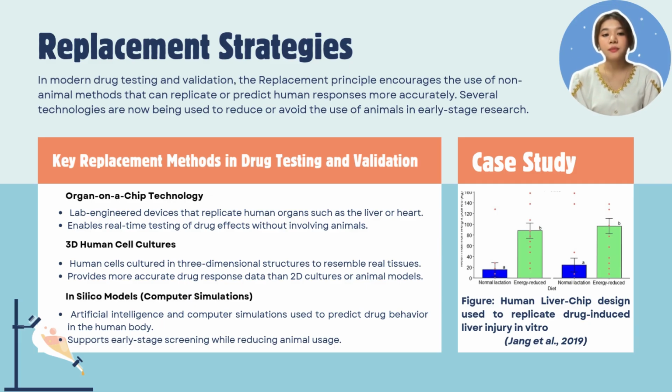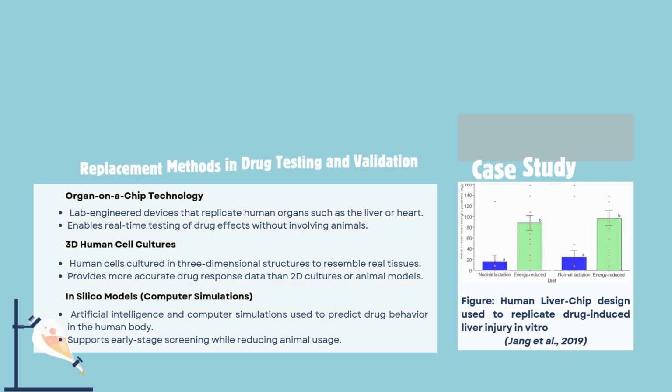There is an example of a case study by Zhang et al. 2019 showing that a liver-on-a-chip device could successfully mimic liver damage caused by acetaminophen. These results were similar to those seen in humans, proving that this technology can replace some types of animal testing. These replacement strategies help improve research ethics, reduce animal use, and provide better data for human drug safety.